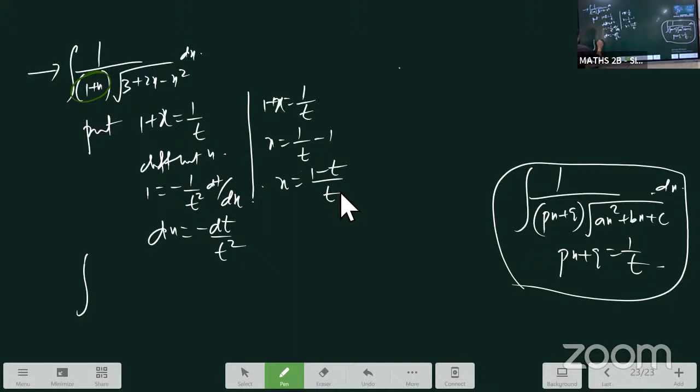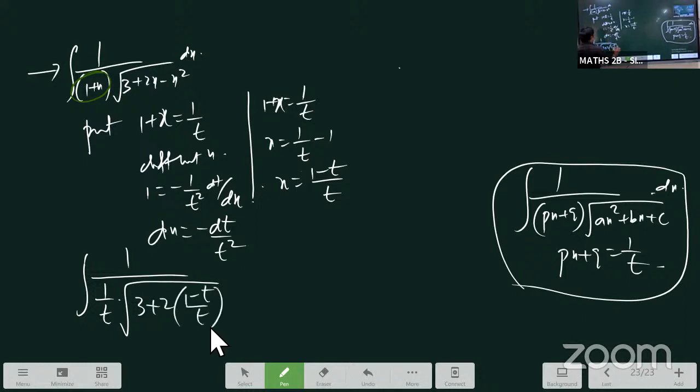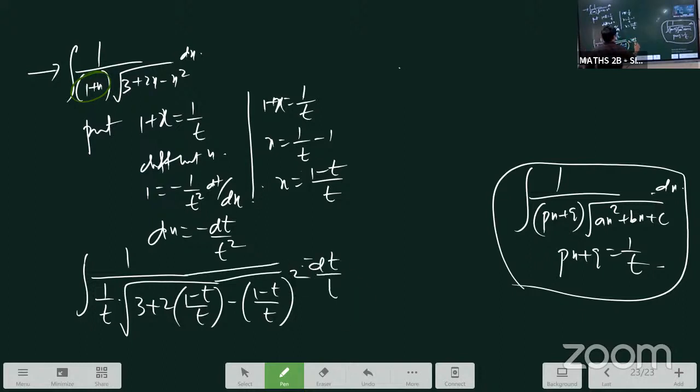Now replace everything. So 1 by, this is 1 by t, this is under root of 3 plus 2 into, what is x? (1 minus t) by t, minus ((1 minus t) by t) whole square, into minus dt by t square. This is what you should know.